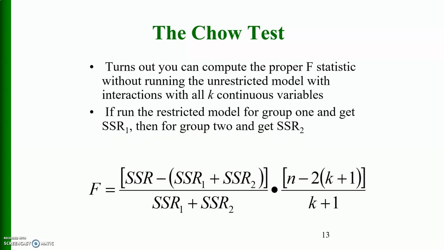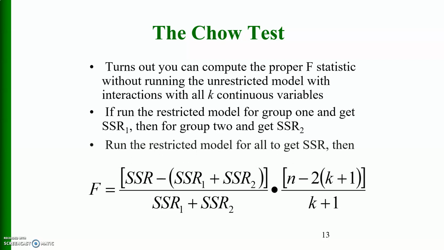If we run the restricted model for group 1 and get SSR1, then for group 2 and get SSR2, so in that case F is equal to SSR minus SSR1 plus SSR2 whole divided by SSR1 plus SSR2, times n minus 2 into k plus 1, divided by k plus 1.